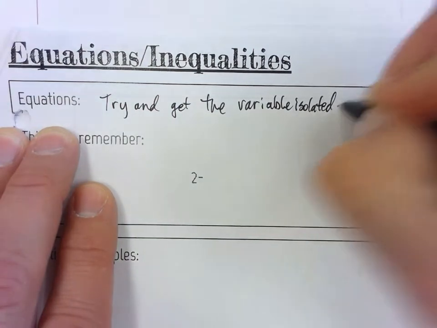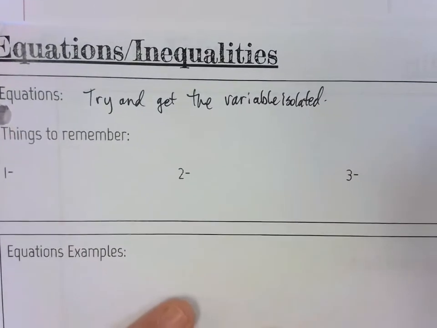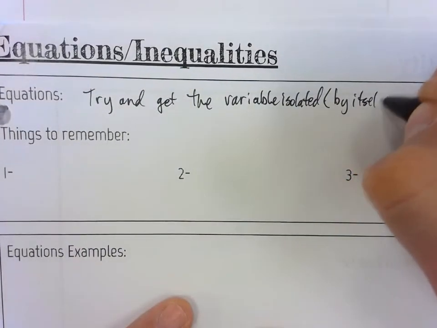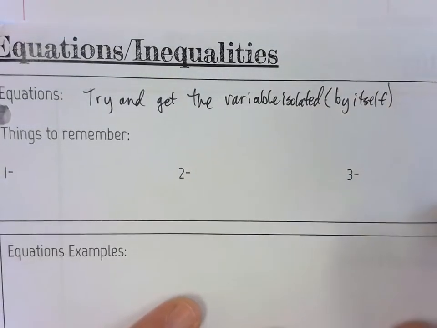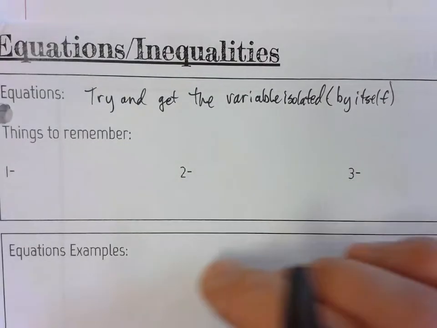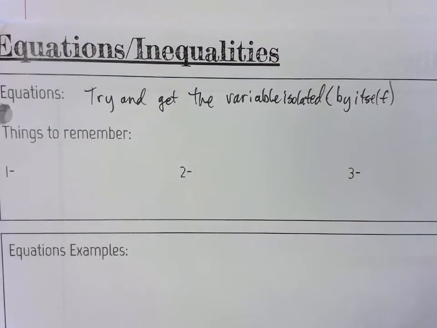Now, isolated can also mean you want to get the variable by itself. All right? So you want it to say x equals something, or y equals something, or n equals something. So there's 3 important things to try to remember, and we're going to be doing these down in our examples that we're getting ready to do in just a second.